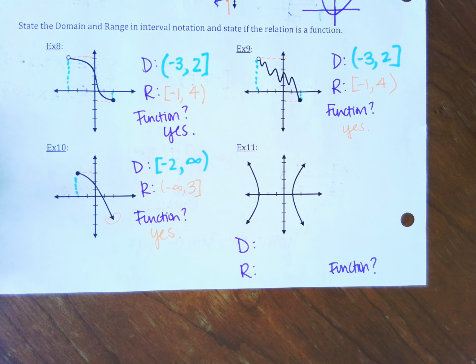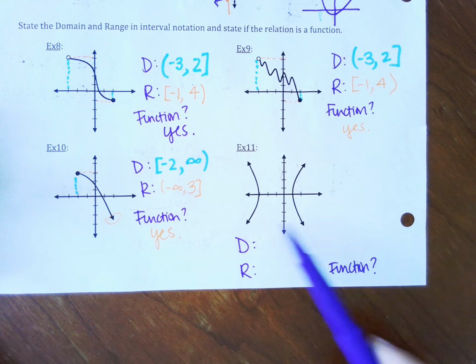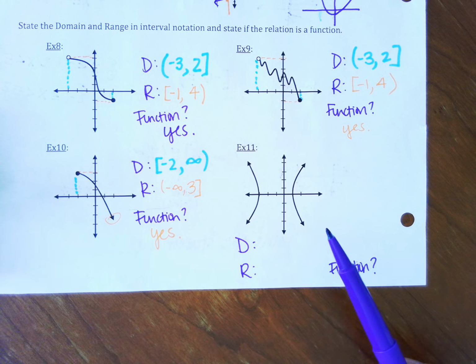This next one is trickier yet. When we look at our domain and range, we actually have these two different arrows that are involved, which means that we're going to have infinities.